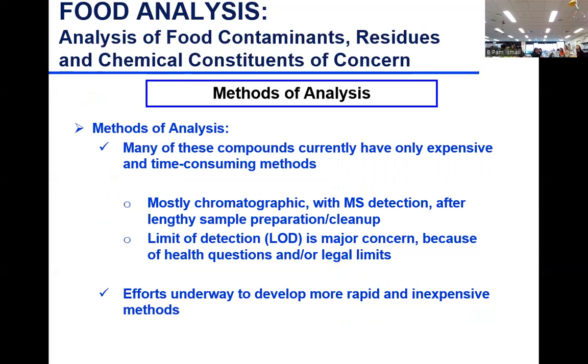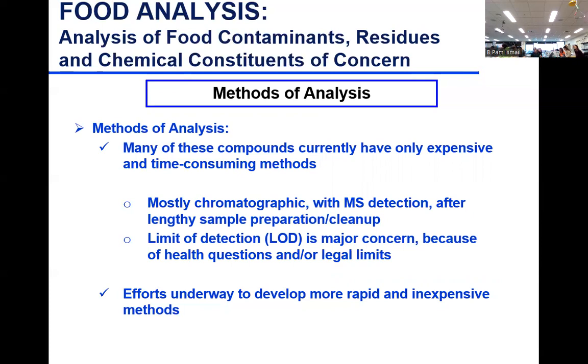But here's a general overview. These compounds could be present in a very small amount. They're very unique compounds, so determining their presence is tedious. That means the methods of analysis are long, tedious, and expensive. Most of them are chromatography and mass detection. And they have to be very sensitive because we need to determine them at very small concentrations.